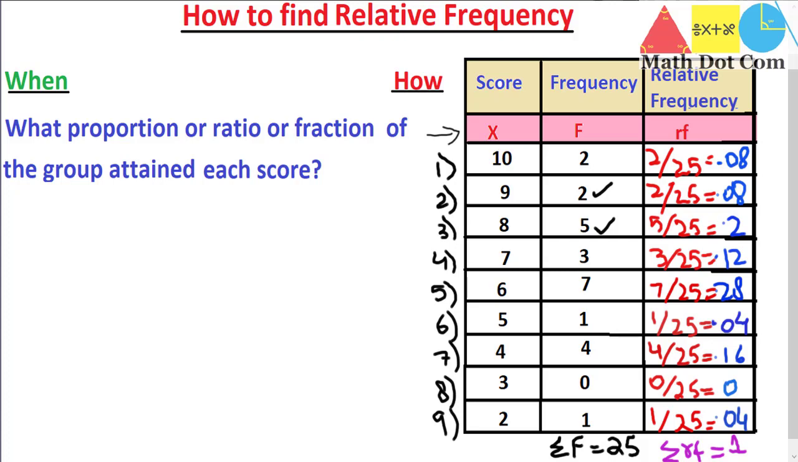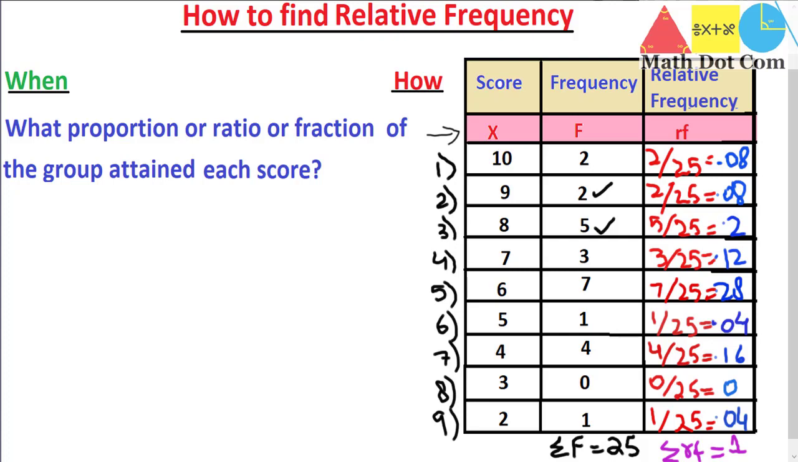When you are given the scores of a class with the frequencies and you are asked to find what proportion or ratio or fraction of the group attained each score, then you need to find the relative frequency. That will tell you what fraction of the total has attained a certain score. For example, if we take row number 1, here we have a score of 10 and a frequency of 2. So from this we just know that only 2 students have attained a score of 10.